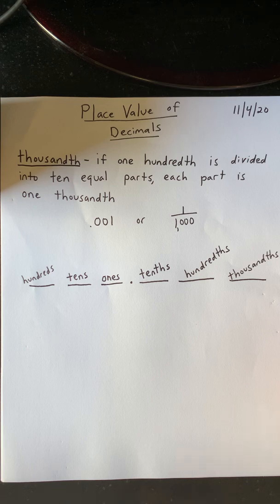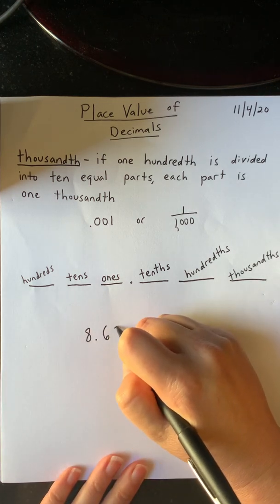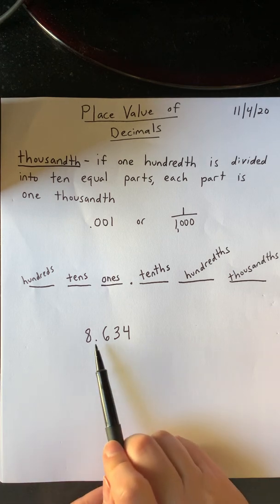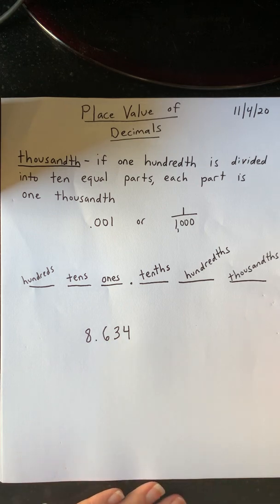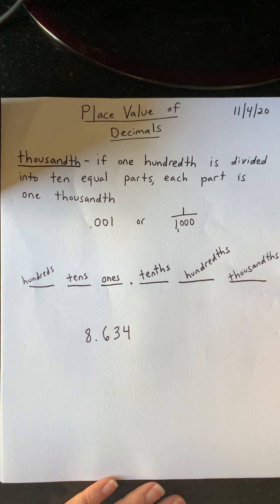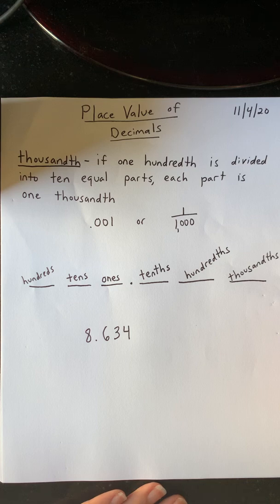So for example, if I write the number 8.634, and I want to know what number is in the hundredths place, well, what I do is I start at my decimal and I go 1, 2 to the right. The 3 is in the hundredths place. If I want to know what number is in the thousandths place, well, let's look. From the decimal, the thousandths is 1, 2, 3 over. So I go to my decimal, 1, 2, 3 over. The 4 is in the thousandths place.